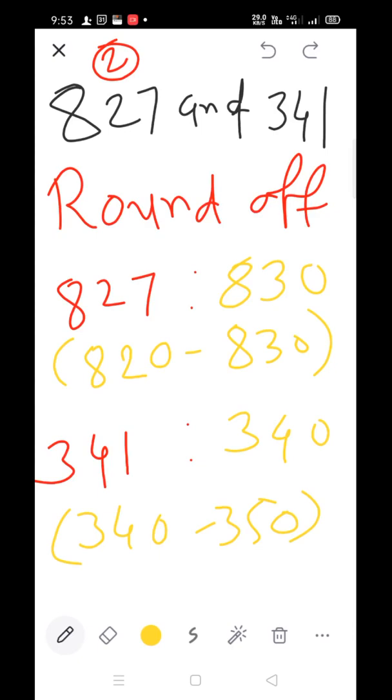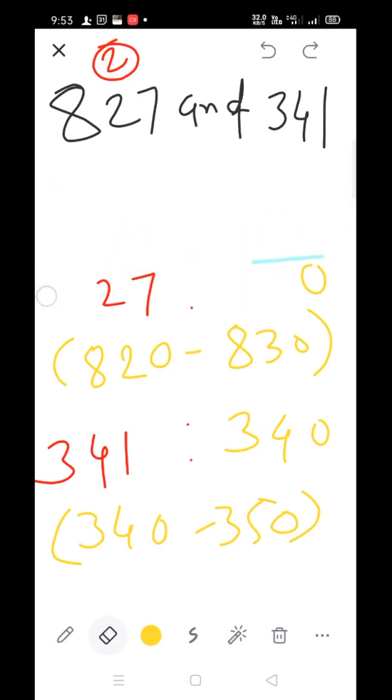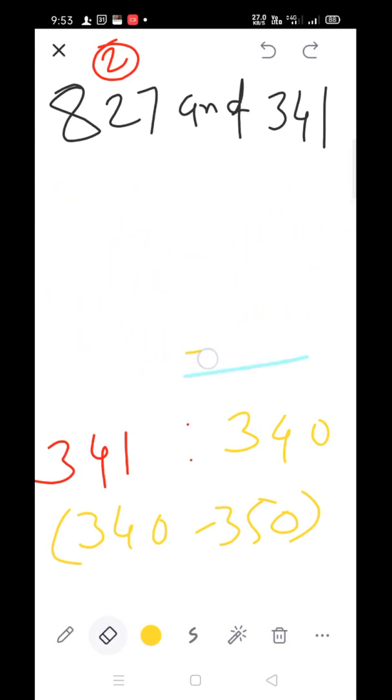Now what do we have to do? We have to find the estimated difference. Please mute yourself. I don't want to hear what you parents are talking about.